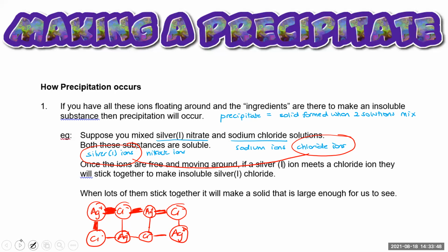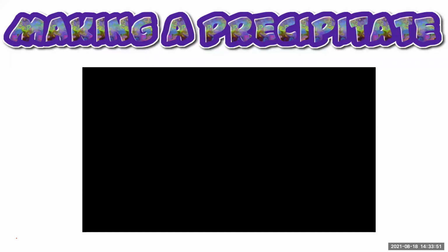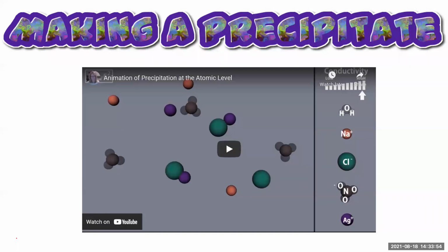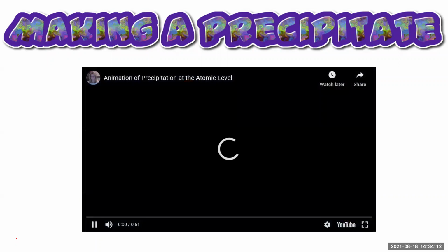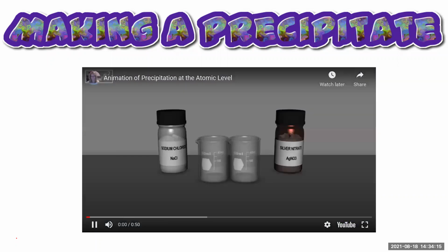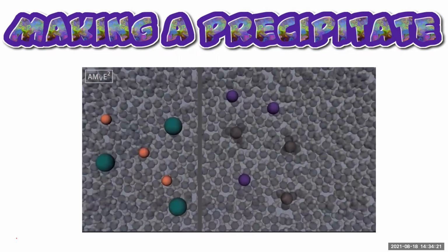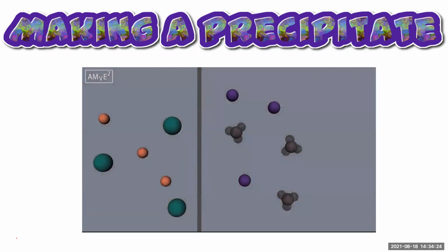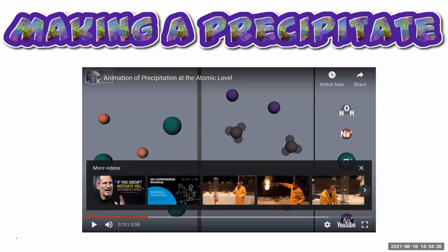Now I've got an animation of how this happens. So let's have a look. In this particular one, we're looking at that precipitation we just talked about of silver ions and chloride ions making silver chloride. So we've got sodium chloride and silver nitrate, and we're going down to the atomic level. So I'm just going to pause it there, and we're going to note which ion is which.